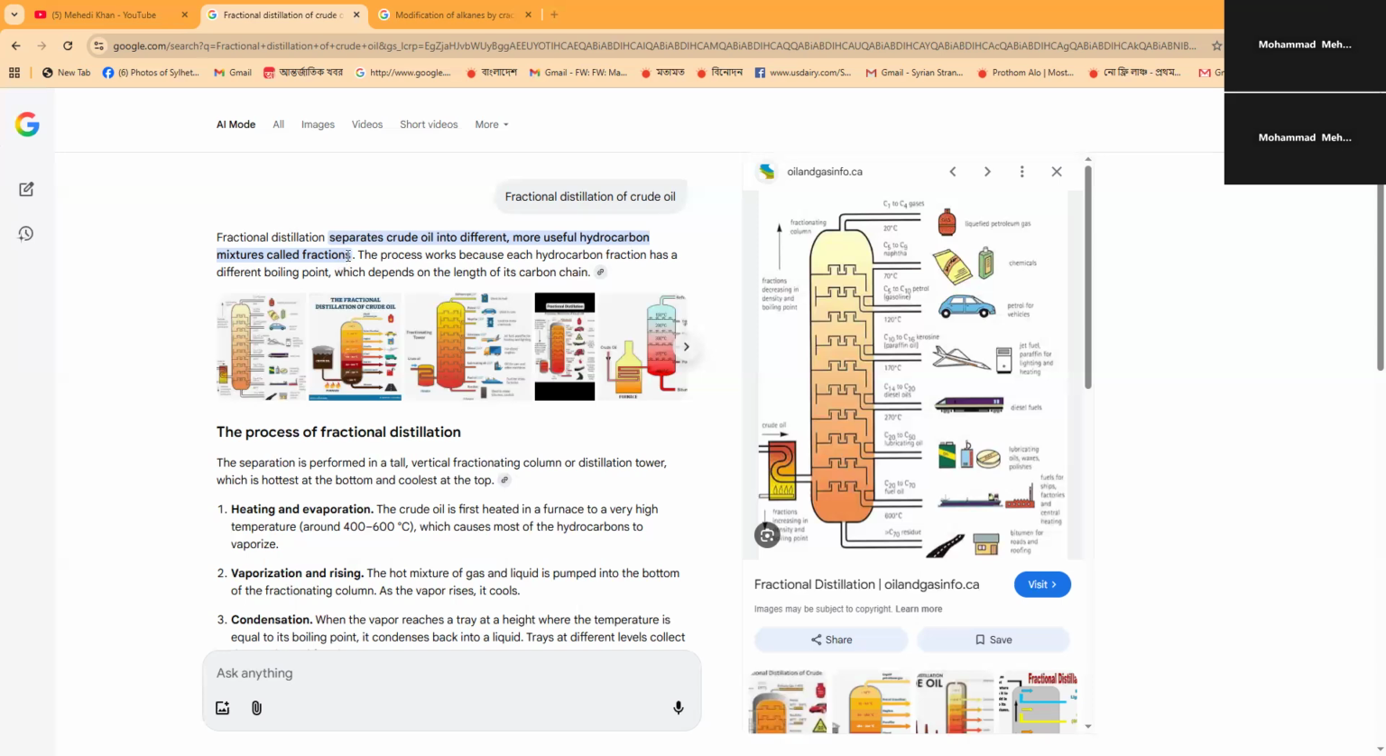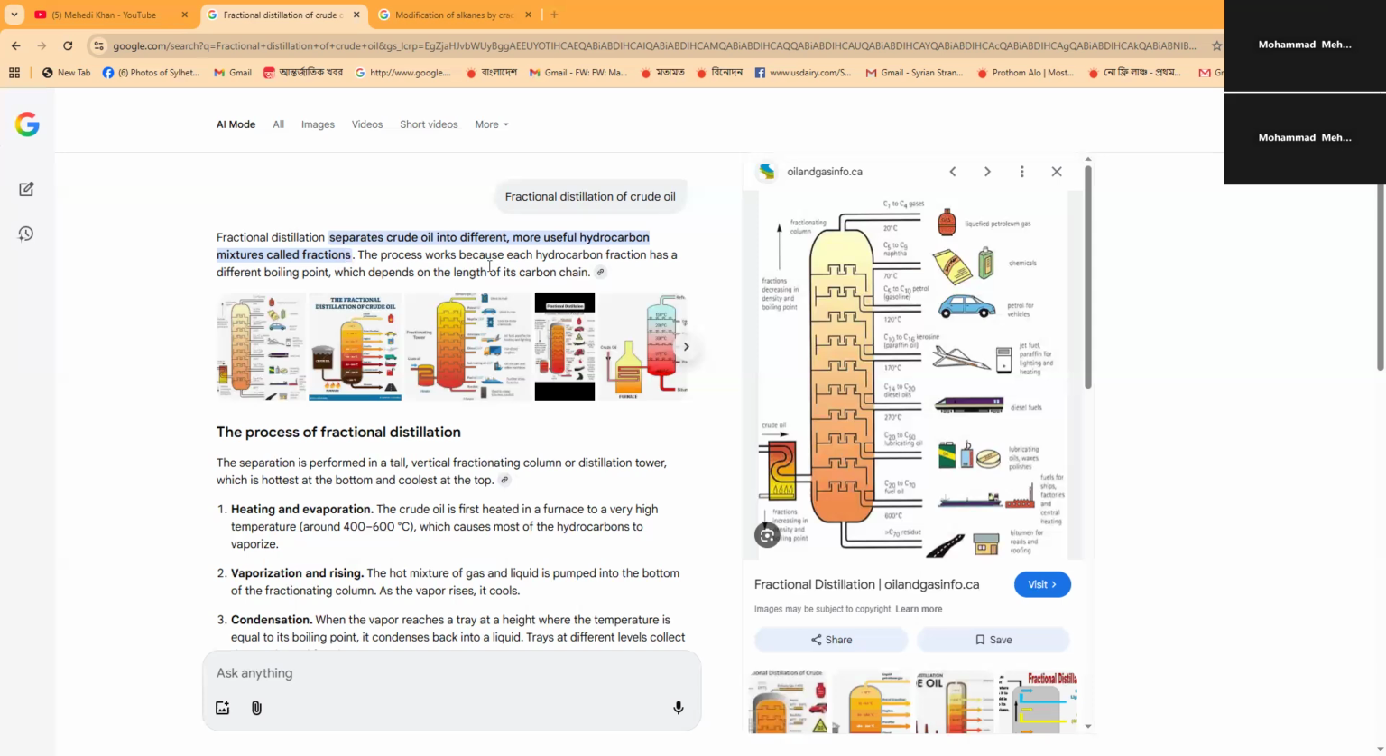Normally, these are alkanes, different types of alkanes. They are made of carbon and hydrogen. They are hydrocarbons, and these hydrocarbons have single bonds. In the raw crude oil, they are mixed with lots of items, so we need to separate them.